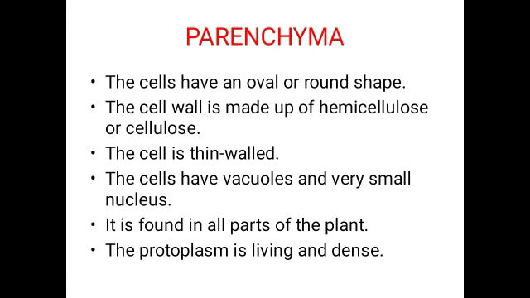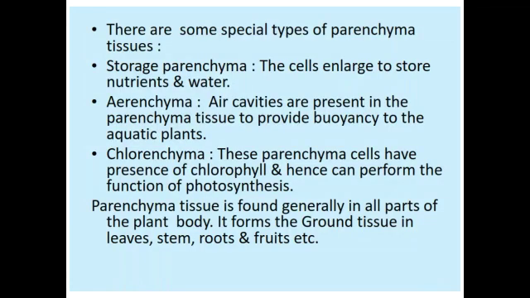So the first thing is that the cells are oval and round. The cell wall is made up of hemicellulose or pectin. The cell wall is thin. The cells have vacuoles and a very small nucleus in them. There are some types of parenchyma tissues: storage parenchyma, aerenchyma, and chlorenchyma. First, we'll see storage parenchyma. The cells enlarge to store nutrients and water. Inside the plant, the storage parenchyma gets enlarged and stores nutrients and water, so it is called storage parenchyma.